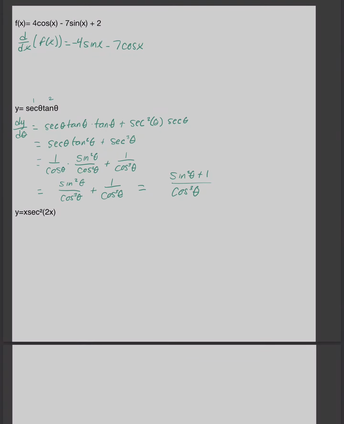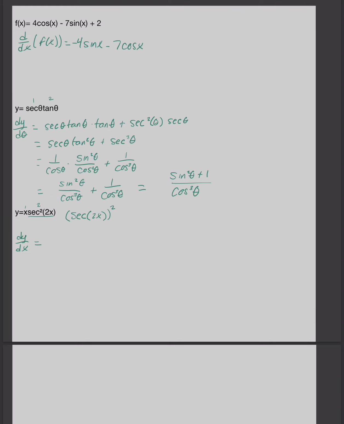Our last example, y equals x secant squared of 2x. So let's write this second term, our secant squared of 2x, in a different way because we're going to have to use chain rule. So secant of 2x all squared. This is the same as this term right here. It's just easier when we're going to use the chain rule on it. In this problem, we're also going to have to use the product rule. So dy dx. This is our first term and this is our second term.